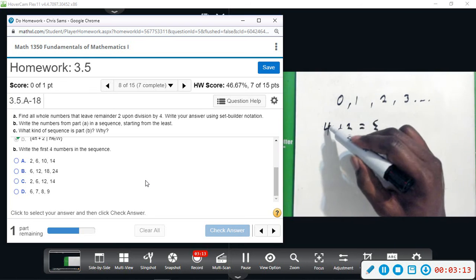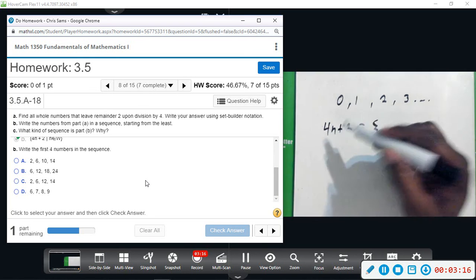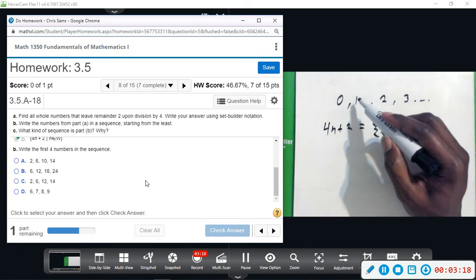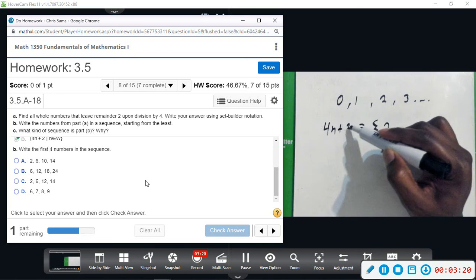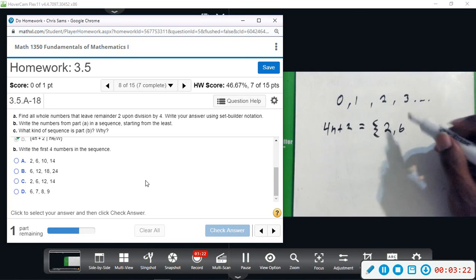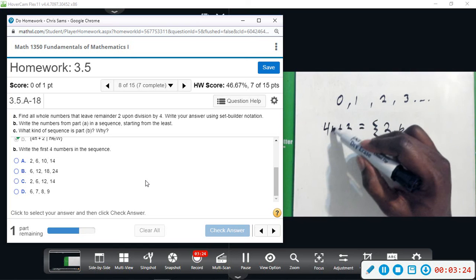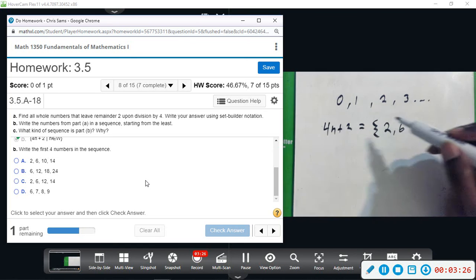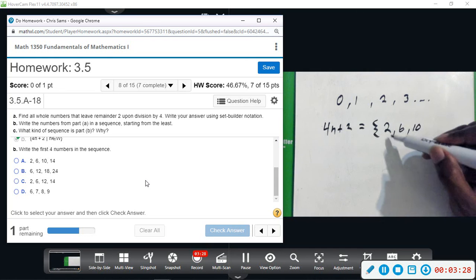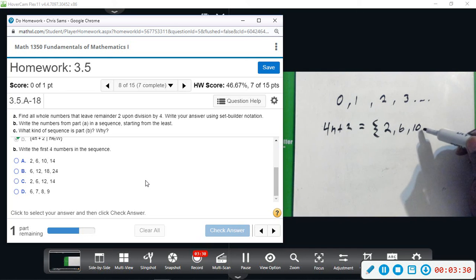these are the numbers that we would get. Plug in a 0, 4 times 0 is 0, plus 2, we would get 2. 4 times 1 is 4, plus 2 would give us 6. 4 times 2 is 8, plus 2 is 10. So just adding 4 every time once you get that first number. So the next number will be 14. So these will be the first 4 numbers: 2, 6, 10, 14.